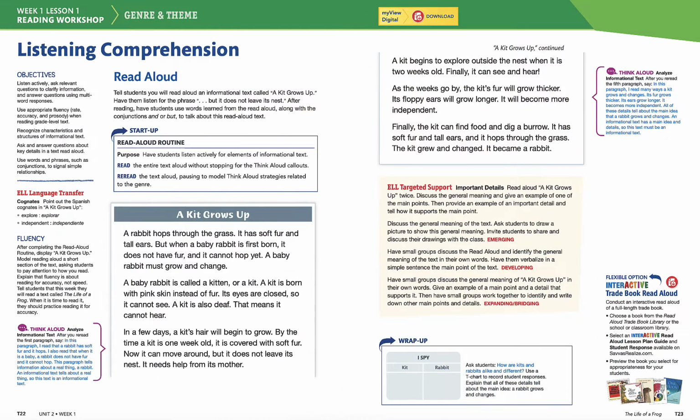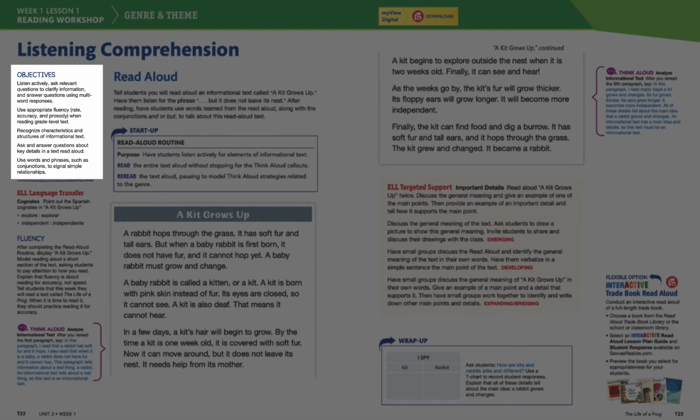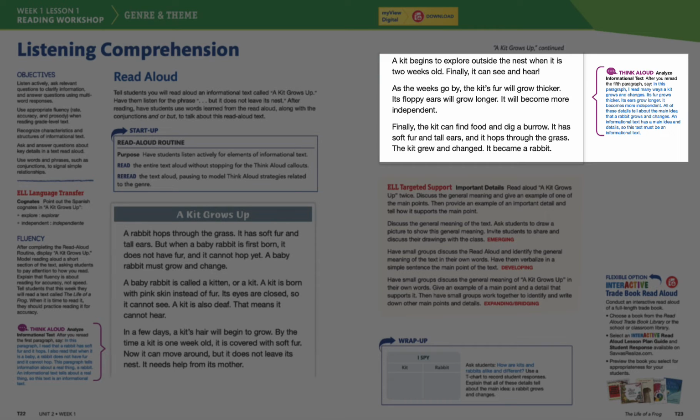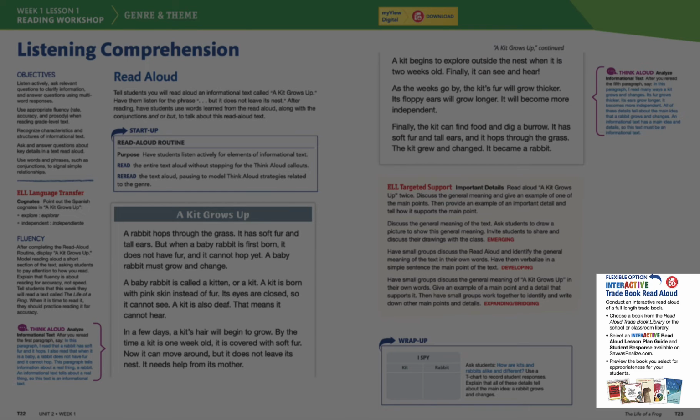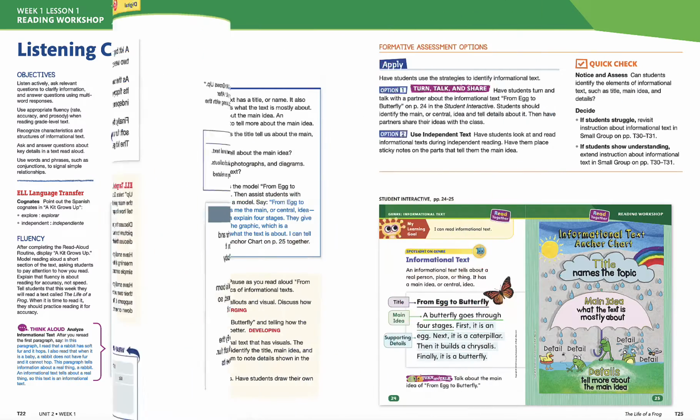Another part of whole group reading is listening comprehension. Having students think about key details in the read aloud helps check the students' listening comprehension. Clear objectives are provided for every lesson. Think alouds help model the active thinking skills good readers and listeners use to comprehend. Interactive Tradebook Read Aloud can provide additional opportunities to extend learning, available in the Resource Download Center on Savvas Realize.